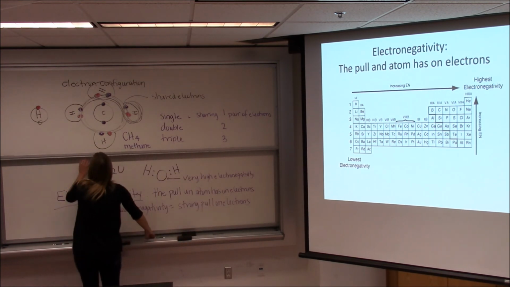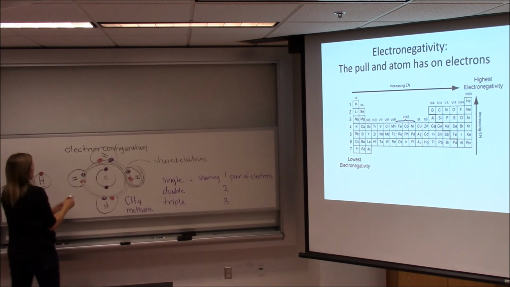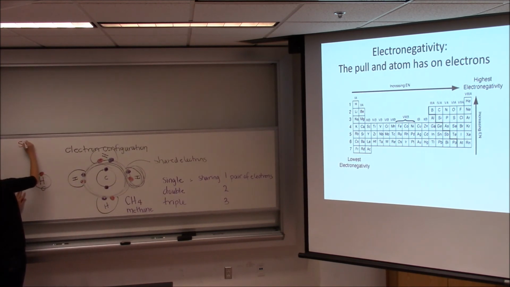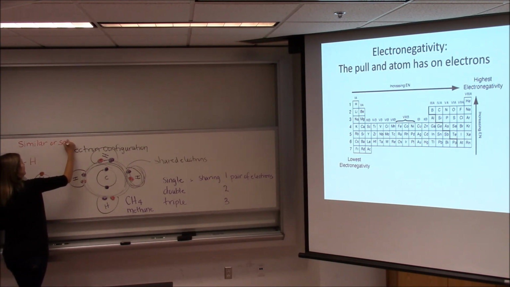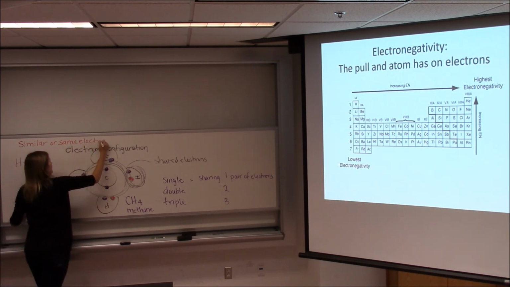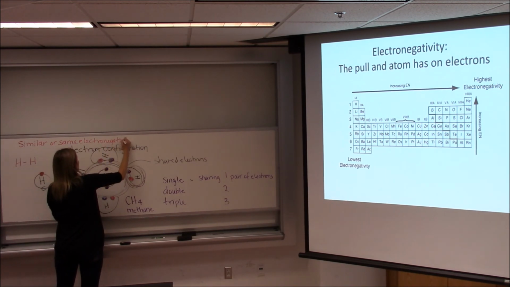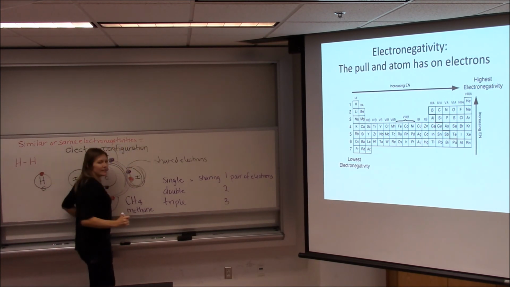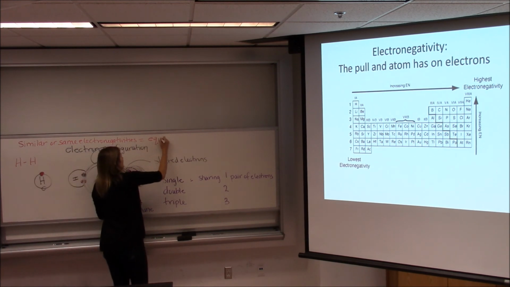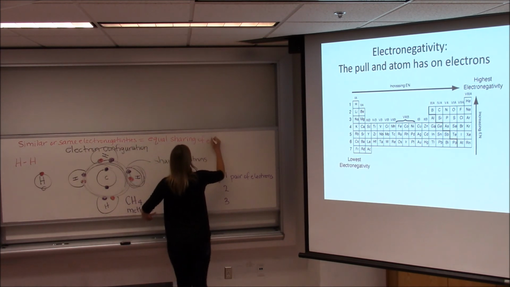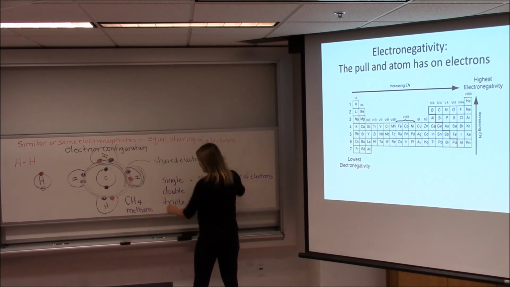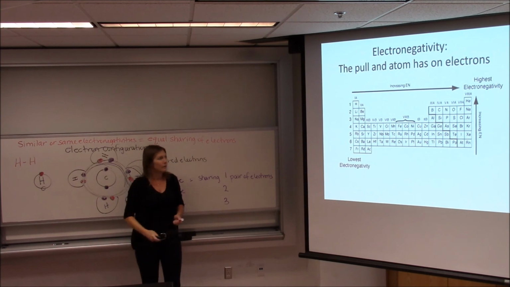As it turns out, carbon and hydrogen have similar electronegativity. If we were looking at H and H, that would be the same electronegativity. So similar or same electronegativities between the two atoms is going to give you equal sharing. Why? Because you have similar pull on those electrons.